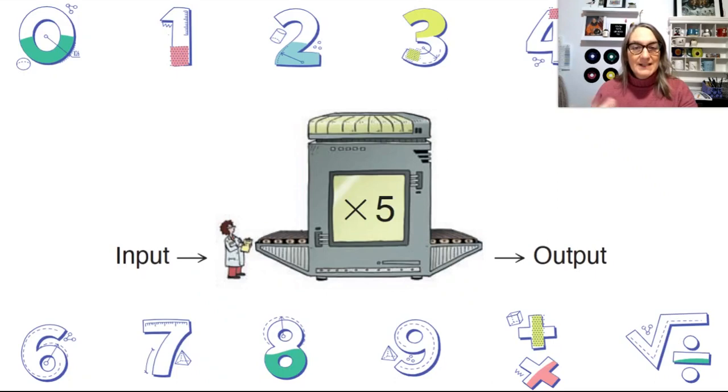Let's take another look at this input-output machine. Suppose we enter 9 in the input. What will the output be? Did you say 45? If so, give yourself a big pat on the back because you got the answer right. 9 is our input. It goes in the machine. The machine multiplies the input by 5. 9 times 5 equals 45. So our output is 45. And that is how input-output machines work.